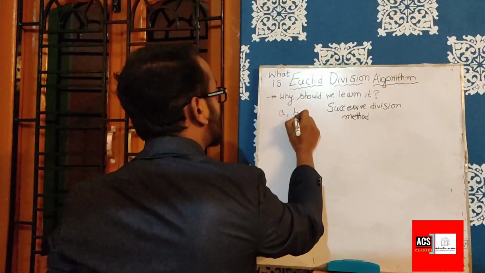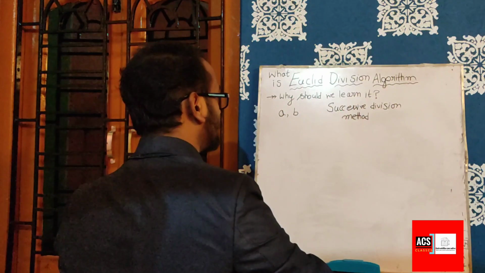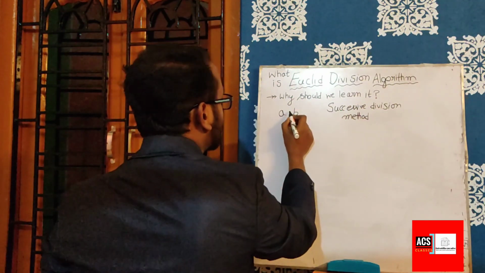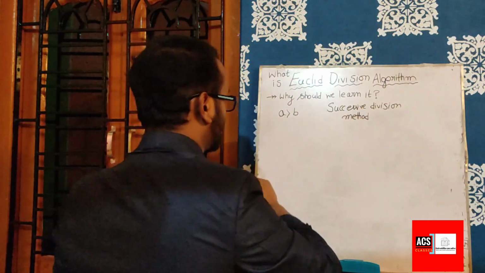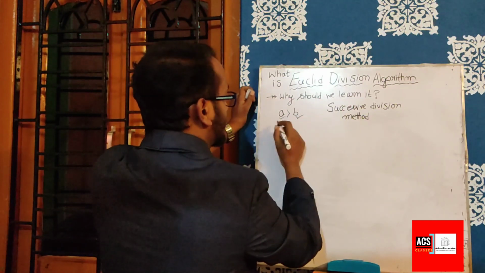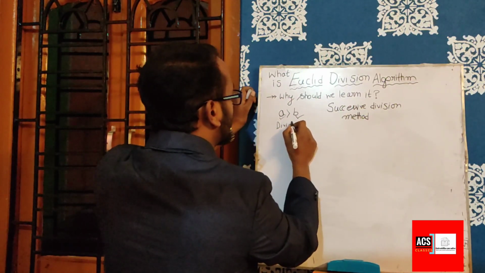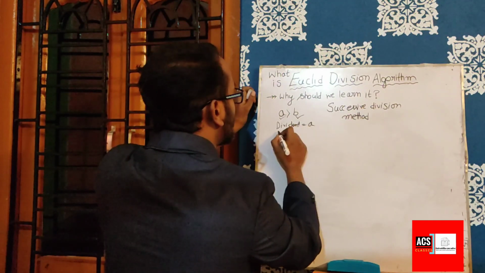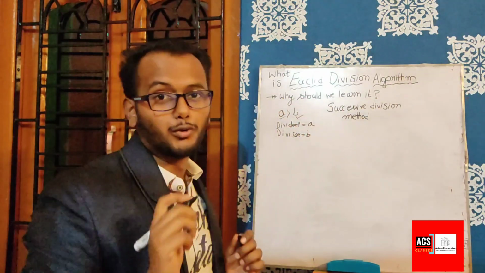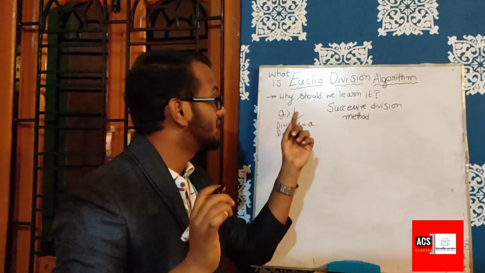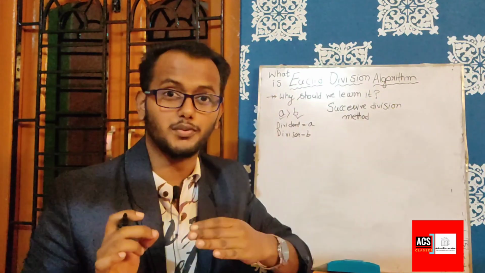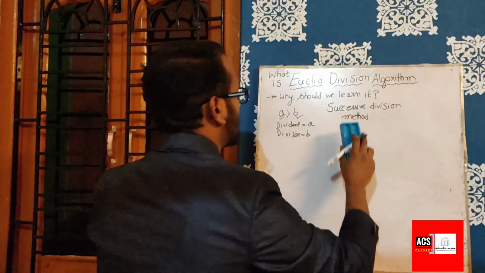Let me give you an example. Given a and b are two positive integers, we can check which one is greater. Let's say a is greater, so a is greater than b. Here a will be the dividend and b will be the divisor. Now what is successive? From the name you can understand, successive division means the division will continue. Let me rub and write again.